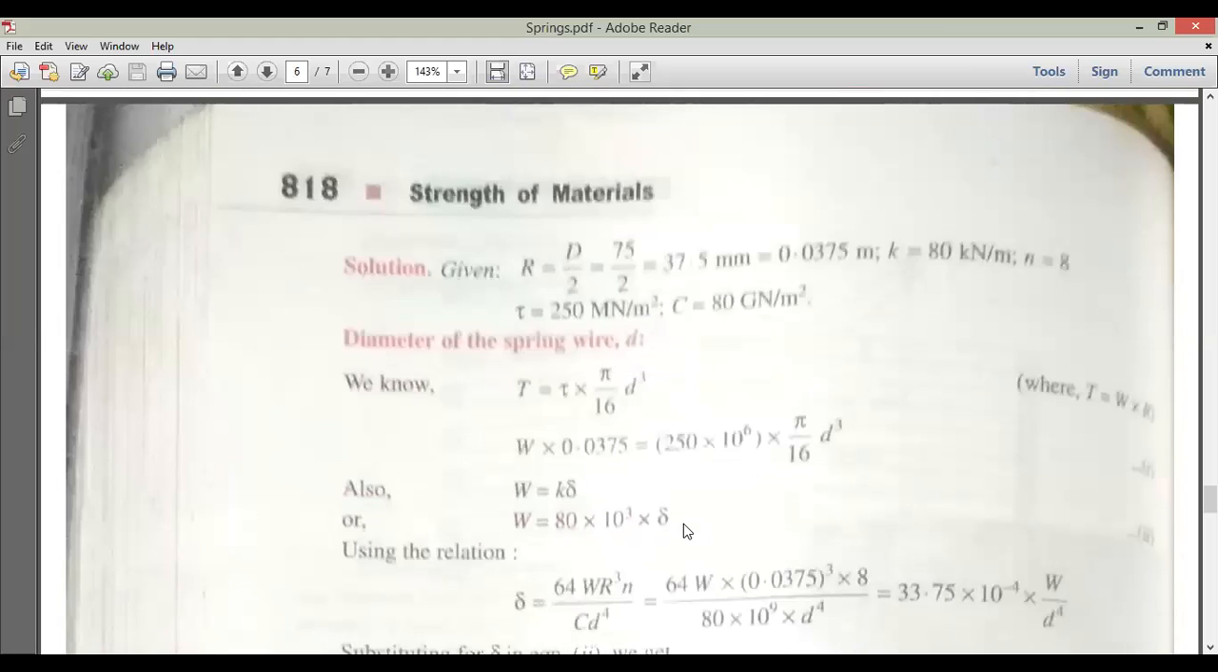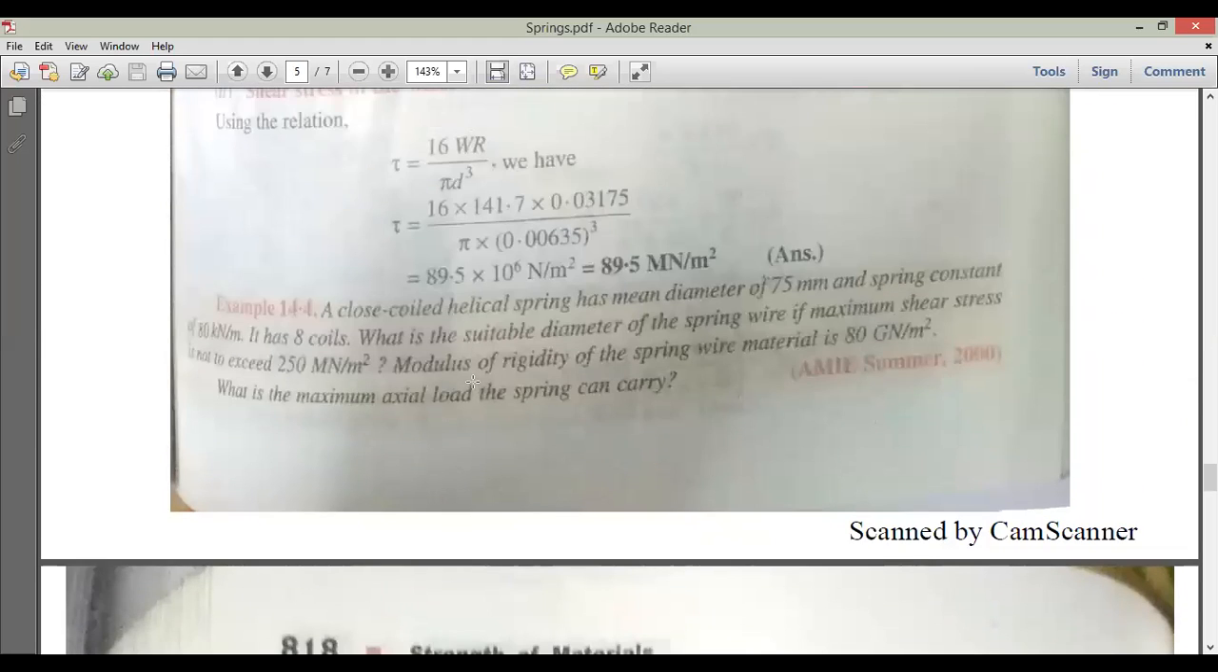Another example we'll take. This is also a closed coil helical spring. Mean diameter 75, spring constant 80 kilonewton per meter, number of turns 8, and then what would be a suitable diameter for shear stress given as 250 meganewton per meter square. Modulus of rigidity of spring wire material is 80 giganewton per meter square.